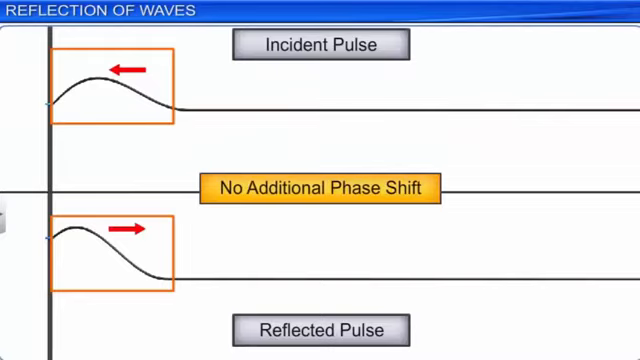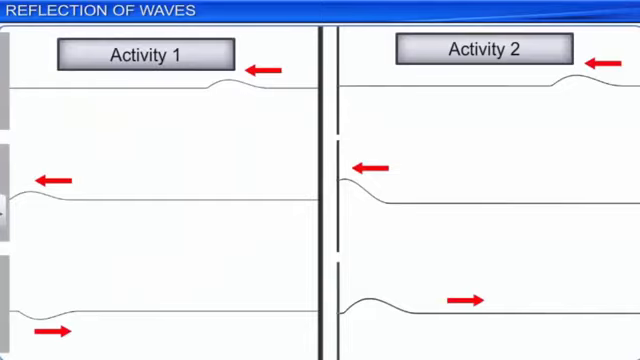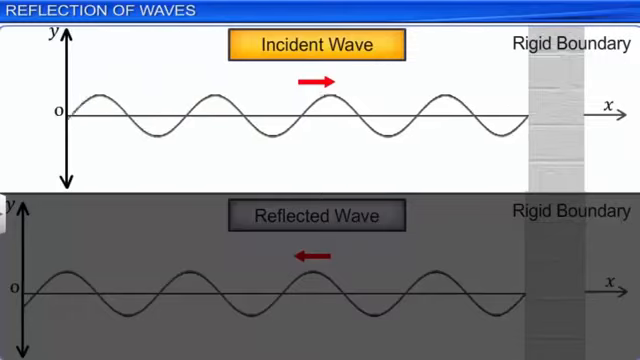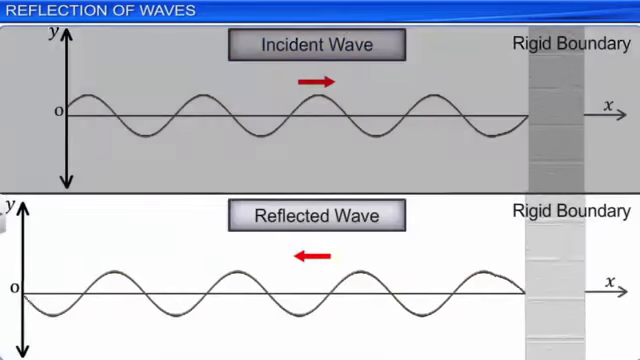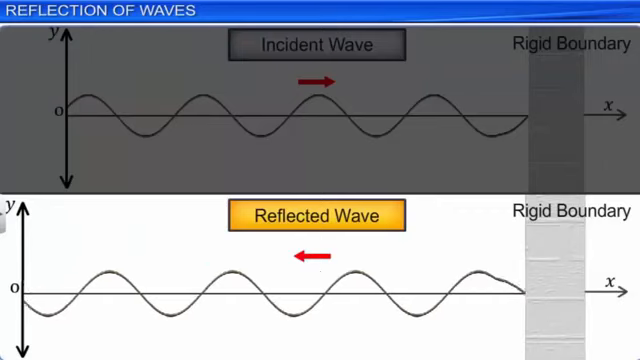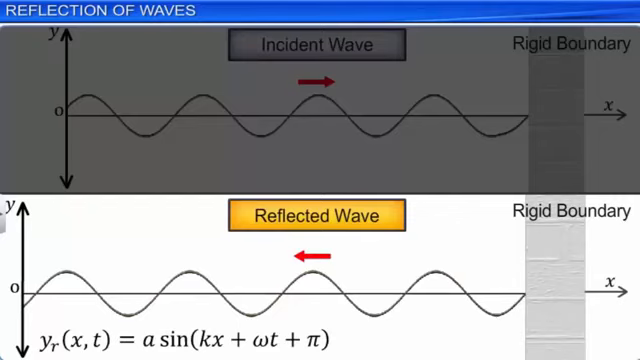Let us now express these observations mathematically. The incident wave is represented by yi of x, t is equal to a sin(kx minus omega t), where a is the amplitude and k is the wave number of the wave. The reflected wave from a rigid boundary is represented by yr of x, t is equal to a sin(kx plus omega t plus pi), which is equal to minus a sin(kx plus omega t). For the reflection at an open boundary, the reflected wave is represented by yr of x, t is equal to a sin(kx plus omega t).